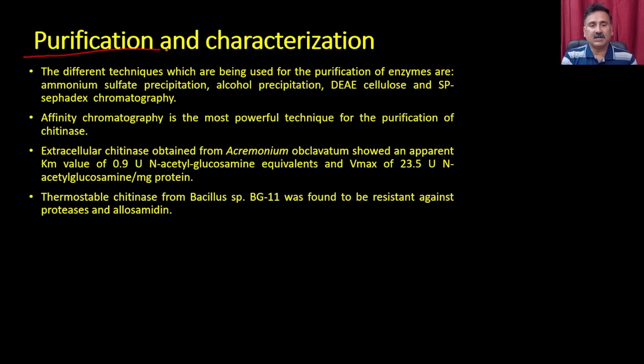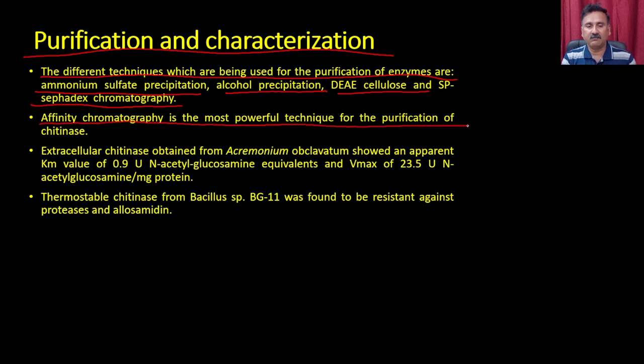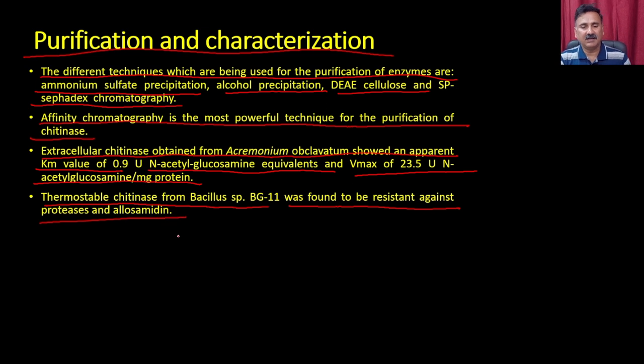Then we have the purification and the characterization. The different techniques used for the purification of enzymes are ammonium sulfate precipitation, alcohol precipitation, DEAE-cellulose, and Sephadex chromatography. Affinity chromatography is the most powerful technique for the purification of the chitinases. The extracellular chitinase obtained showed an apparent KM value of 0.9 units against N-acetylglucosamine equivalents and a Vmax of 23.5 units N-acetylglucosamine per milligram of protein. Thermostable chitinases from Bacillus species BG11 were found to be resistant against proteases.